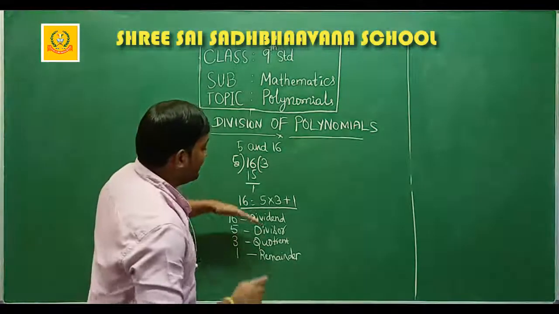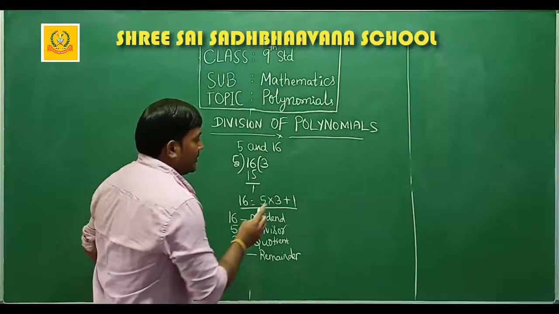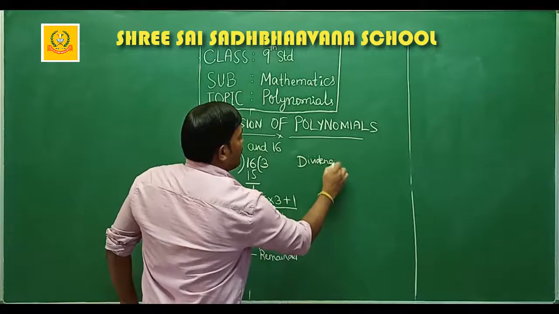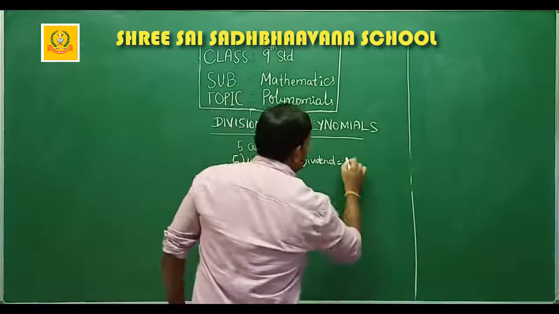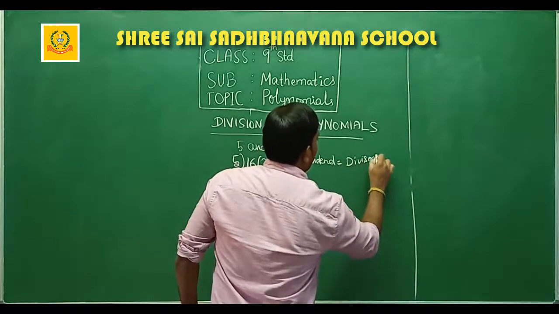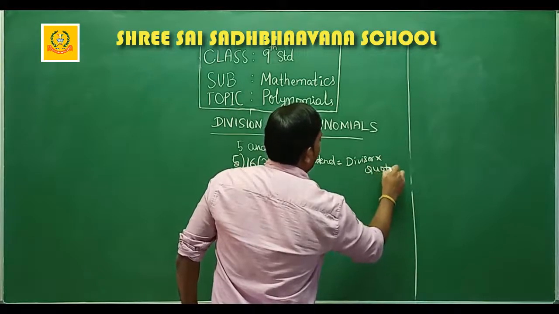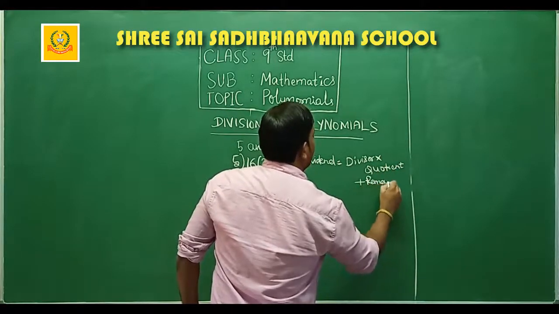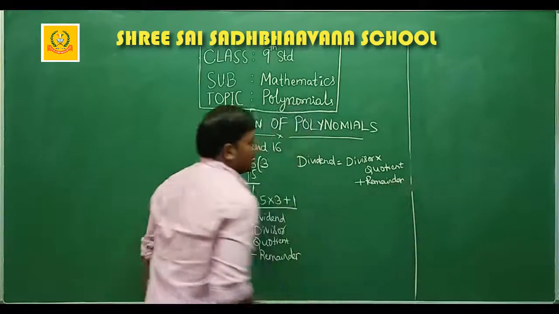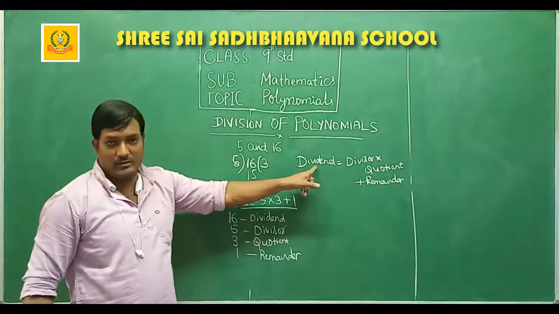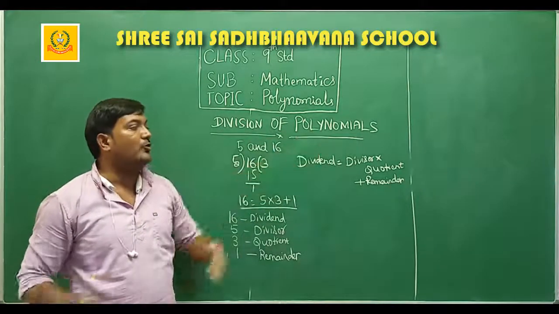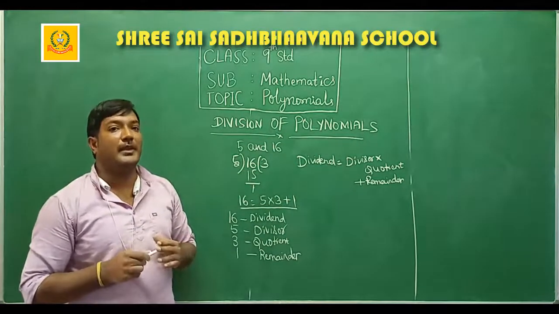So see, 16 is a dividend. Can I write this as dividend is equal to divisor into quotient plus remainder? Is it correct? I'm just writing this concept generally. Dividend is equal to divisor into quotient plus remainder.